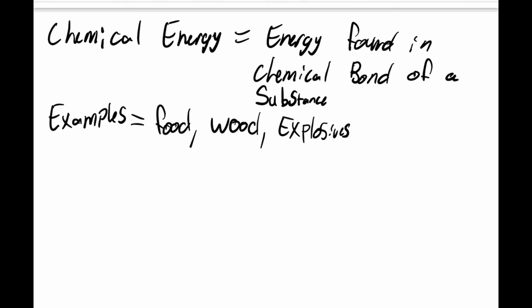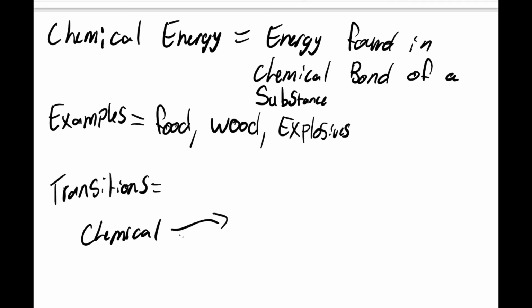Okay, let's do a couple of transitions. Let's see. We mentioned earlier photosynthesis turning electromagnetic radiation into chemical energy. We also mentioned chemical energy becoming heat with metabolism or digestion, I should say. Mechanical energy could become electromagnetic radiation.